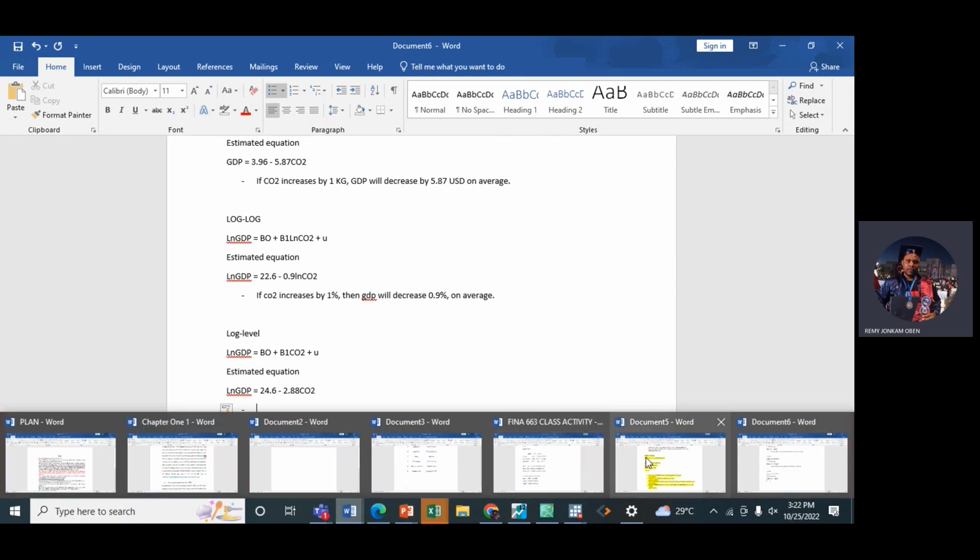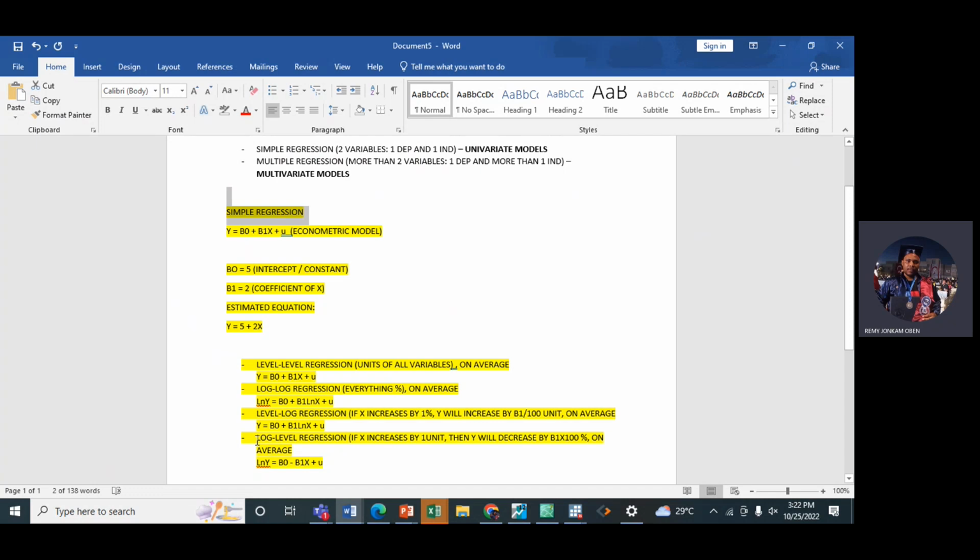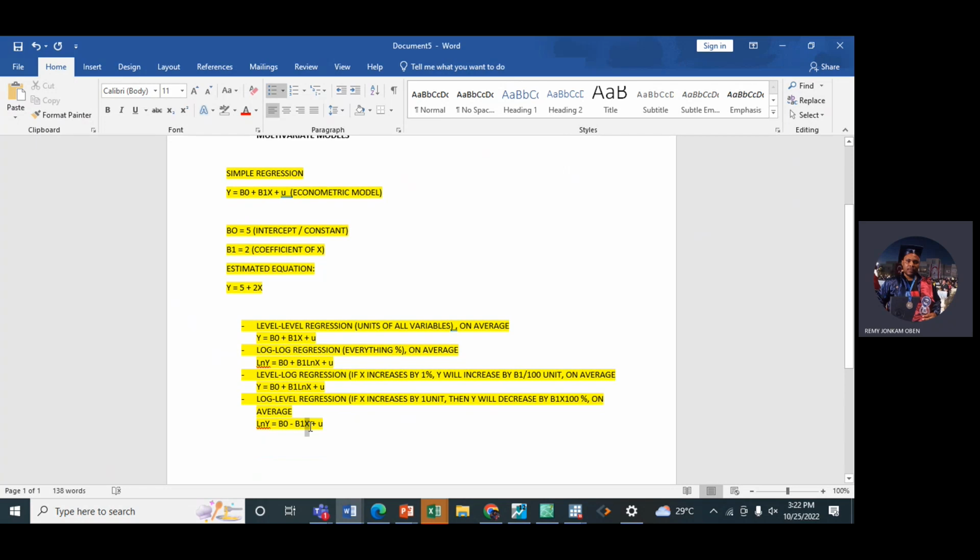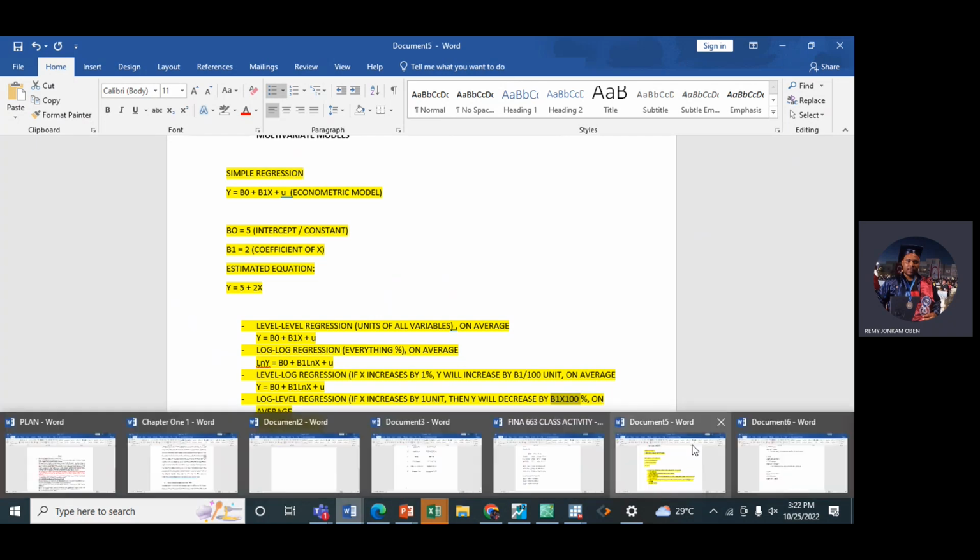So let's interpret this. If I showed you how to interpret log level, how do you interpret it? If x increases by 1 unit, so this is log level. You discover that this x is level, it has no log, so we have to use units. This y is log, so we'll use percentage. But before using percentage, we'll have to multiply this coefficient by 100. I've explained all of this, so you have to be careful.